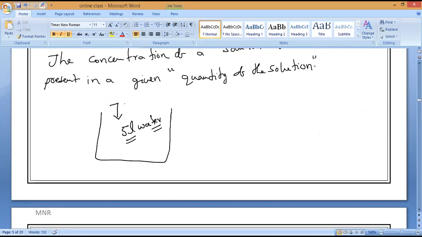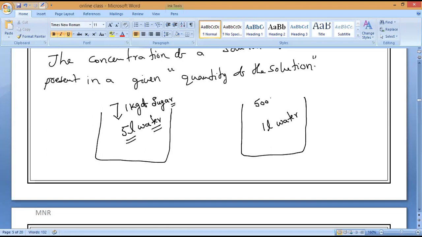Now let me take that Omar is dissolving 1 kg of sugar. How much? 1 kg of sugar. Do you understand, everybody? Now let me take that Reddy has another beaker with only 1 liter of water. Now he dissolved 500 grams of sugar. Now you tell me, which is concentrated, meaning high concentration, and which is low concentration?